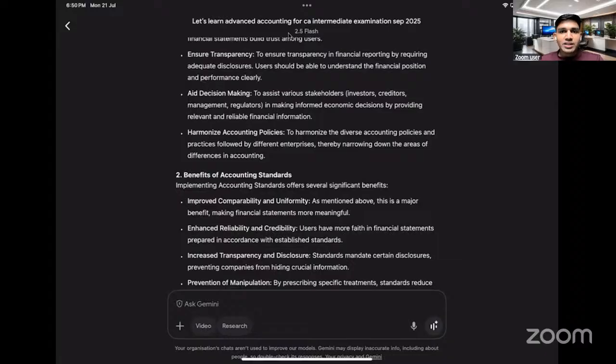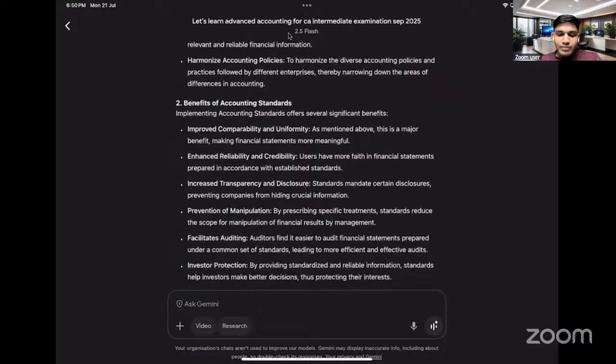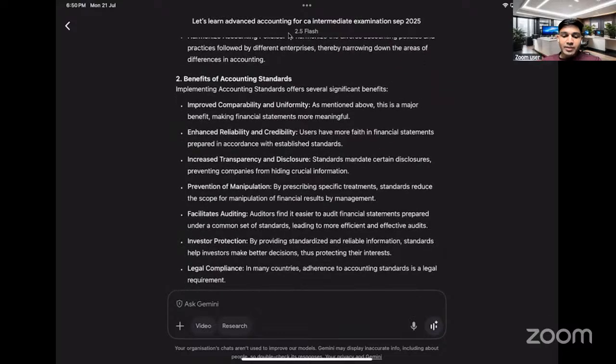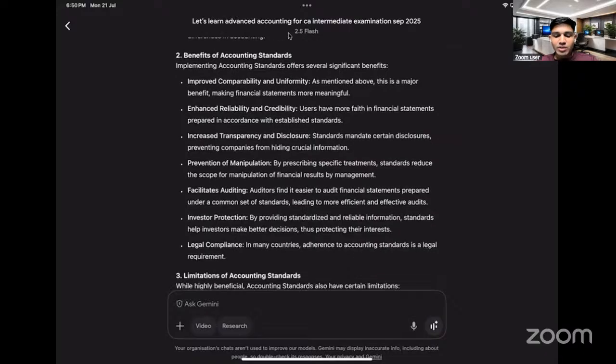of differences in accounting. Benefits of accounting standards. Implementing accounting standards offers several significant benefits. First one is improved comparability and uniformity, enhanced reliability and credibility, increased transparency and disclosure, then prevention of manipulation, then facilitates auditing, investor protection, then legal compliance.